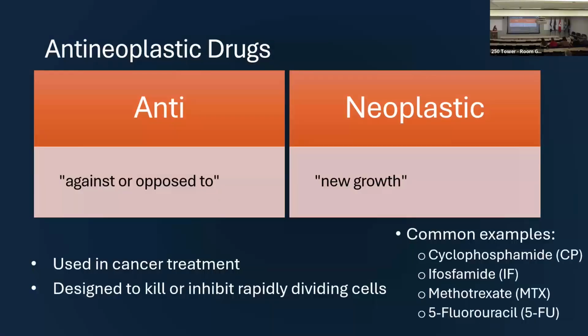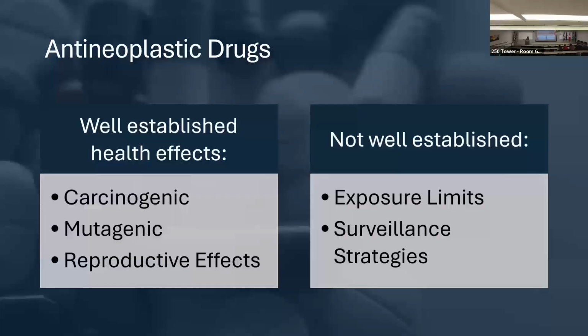Some common examples of anti-neoplastic drugs include the following. They work by different methods, disrupting the cell cycle to inhibit new cell growth. That can involve alkylating your DNA, or acting as a hormone disruptor in other places in the cell cycle. Something that was well established by this article is that while there are well-established health effects for occupational exposure to anti-neoplastic drugs, we don't have as well-established exposure limits or exposure strategies.